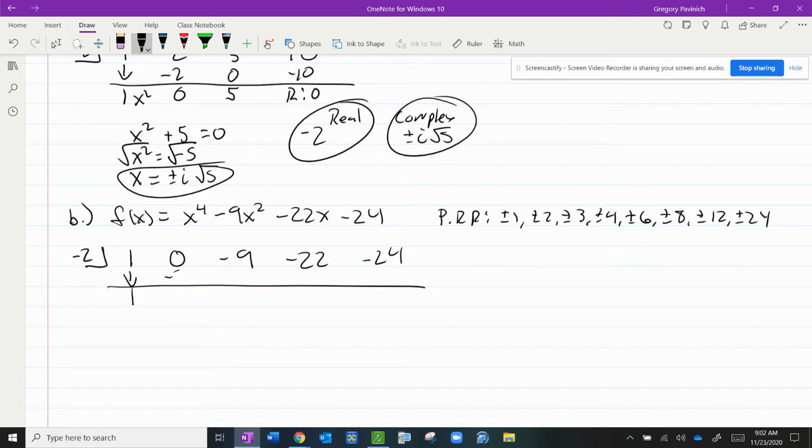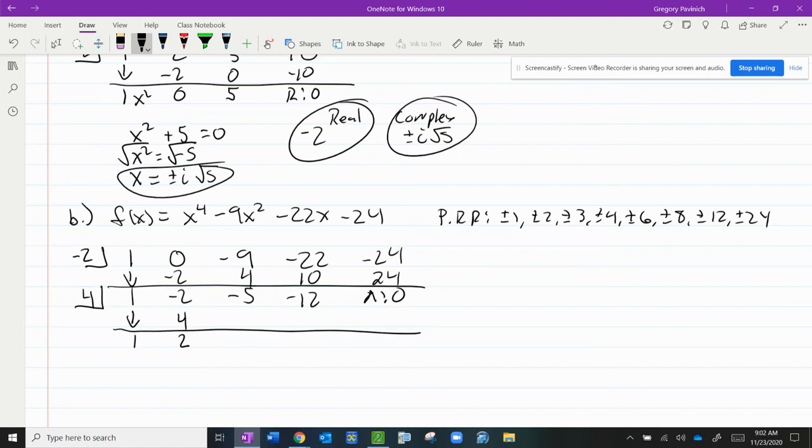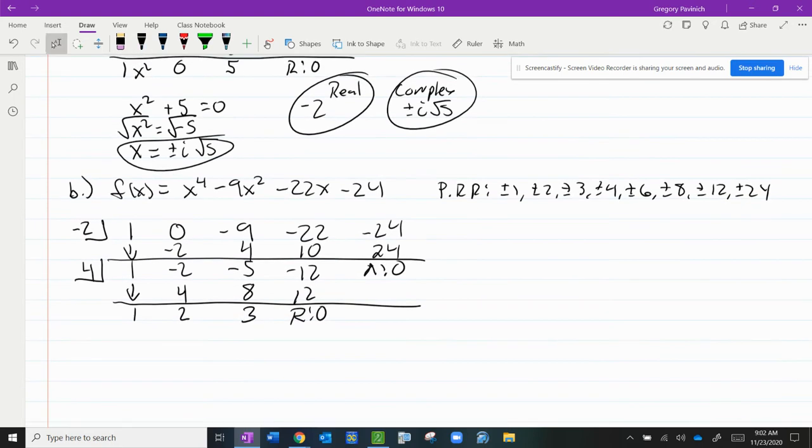1, -2, -2, 4, -5, 10, 12, 24, remainder of 0. So there's my negative, and then I'm going to do 4 because I already know the answer. And 1 is 4, 2 is 8, 3 is 12, remainder is 0. So I went from a fourth to a third. Now I'm down to my quadratic.